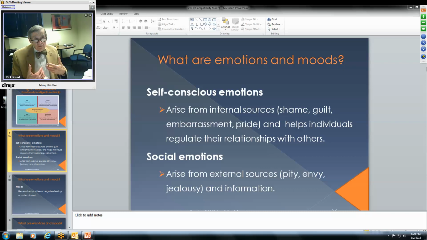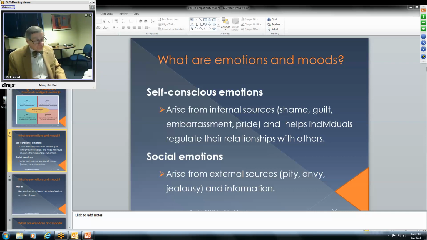Self-conscious emotions come from us, from within. And look at the ones that they mention there: shame and guilt, embarrassment. Pride, I don't know that pride's such a bad emotion. You can be prideful of things you do, and I think that's okay as long as you don't put that on somebody else and say, look at me, how much better I am than you. But when they're within us, we can help regulate what we're doing.